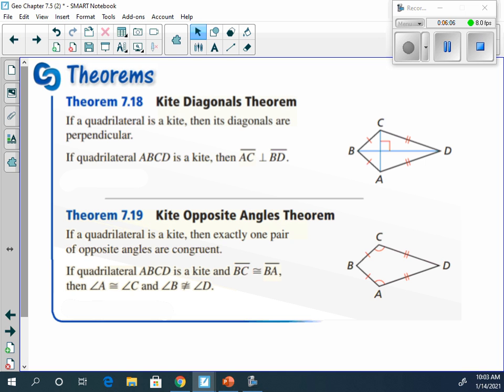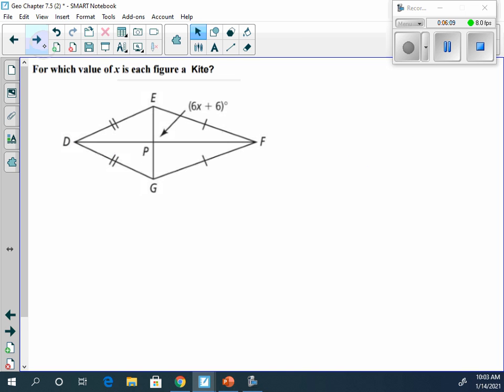Hold on. All right, that's easier. So this is the figure here. And we're going to start solving for some angles. We might deal with some of these side lengths, but we're going to start solving. So for what value of x is each figure a kite? Well, we know it's a kite because it has what? Two sets of congruent sides, two sets of consecutive congruent sides. We have two sets of sides that are congruent, and they are next to each other.